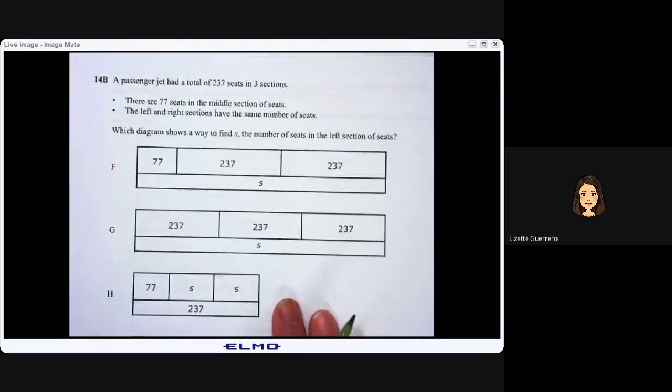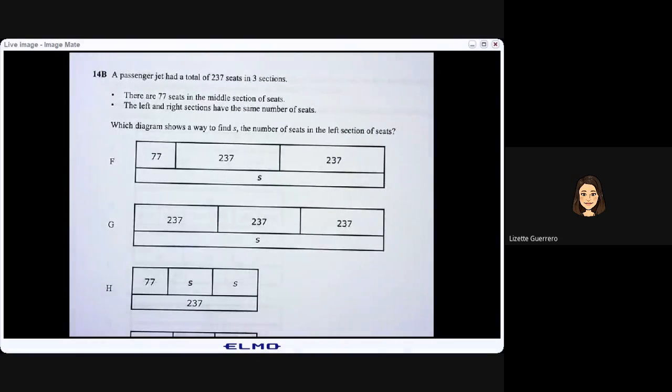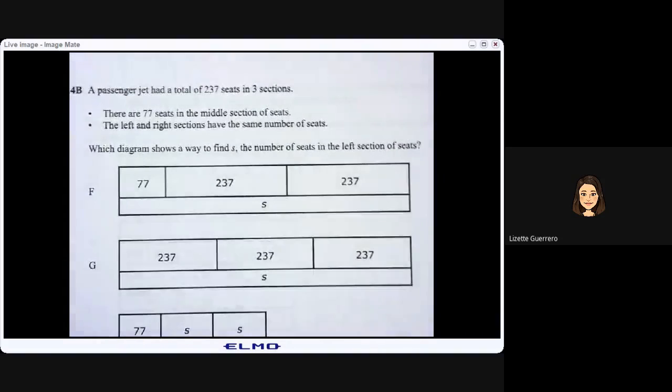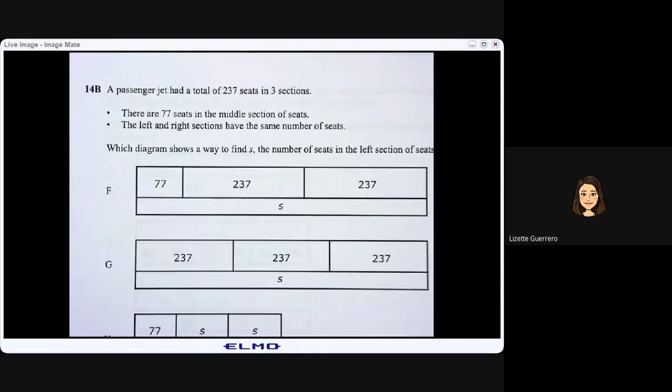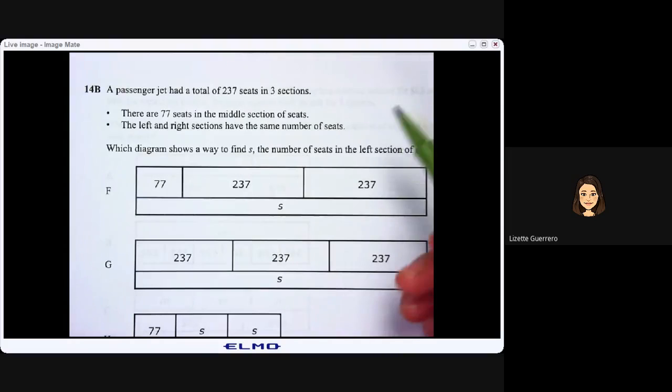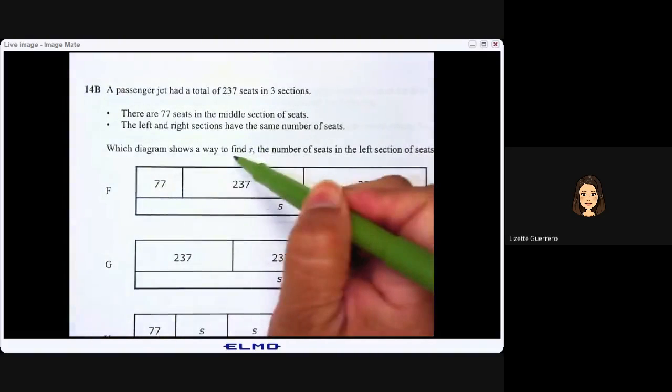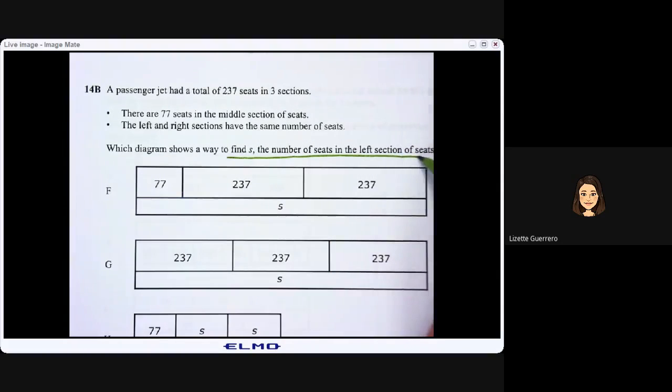14B. A passenger jet had a total of 237 seats in 3 sections. There are 77 seats in the middle section of seats. The left and right sections have the same number of seats. Which diagram shows a way to find S, the number of seats in the left section of seats? So this is what we're solving for. We're trying to find S, the number of seats in the left section of seats.